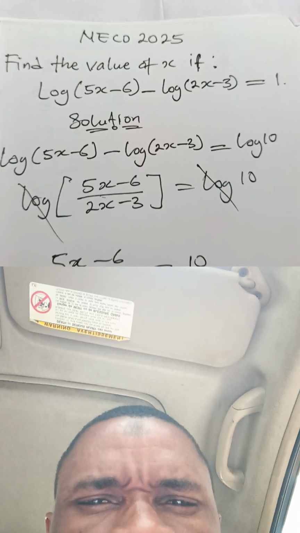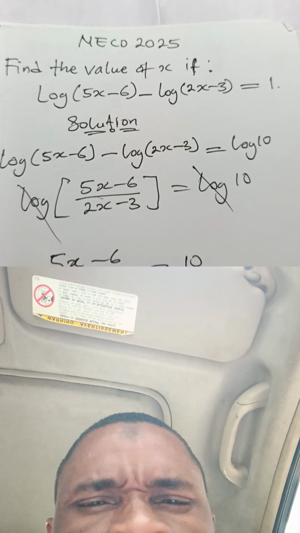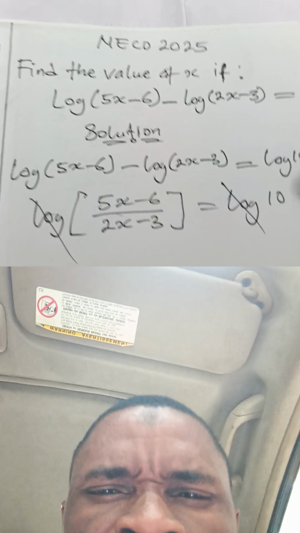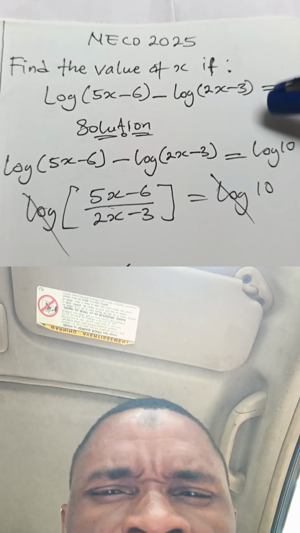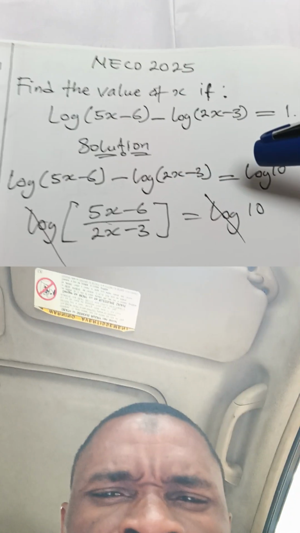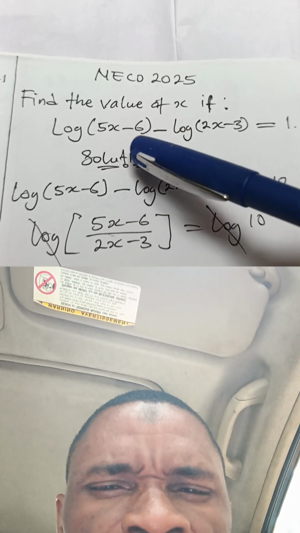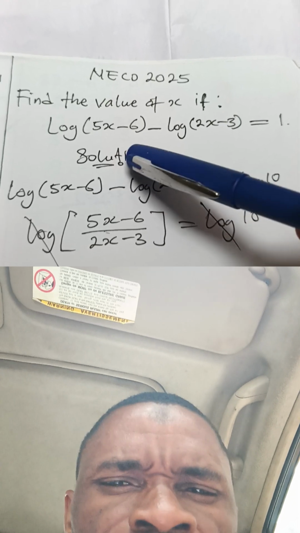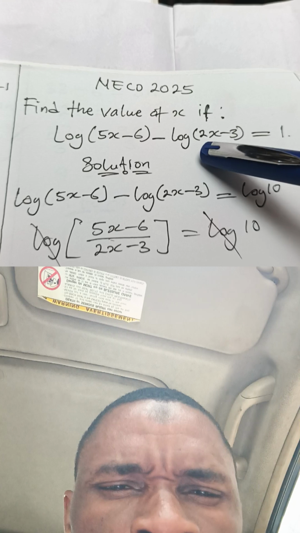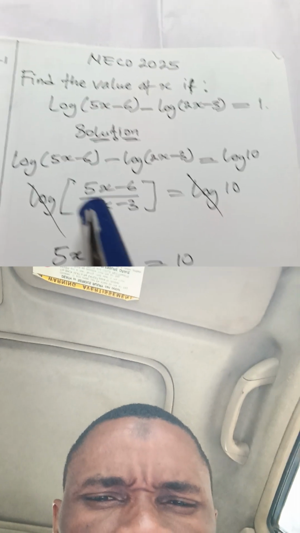Good day everyone. Let's continue with some of the solutions from the just concluded NECO exam, the mathematics. This is the theory section. We were asked to find the value of x from this logarithm equation. The question says log(5x - 6) - log(2x - 3) = 1. Now, let's go to the solution straight.